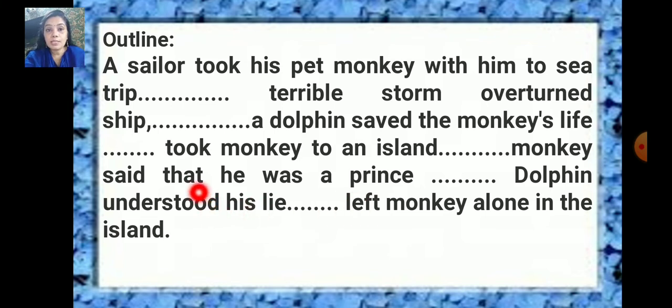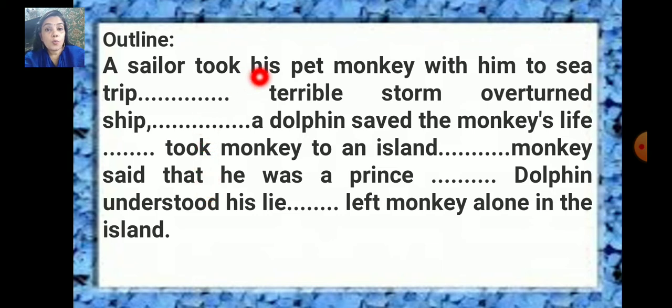Let's read once again. A sailor took his pet monkey with him to sea trip. Terrible storm overturned ship. A dolphin saved the monkey's life. Took monkey to an island. Monkey said that he was a prince. Dolphin understood his lie. Left monkey alone in the island.